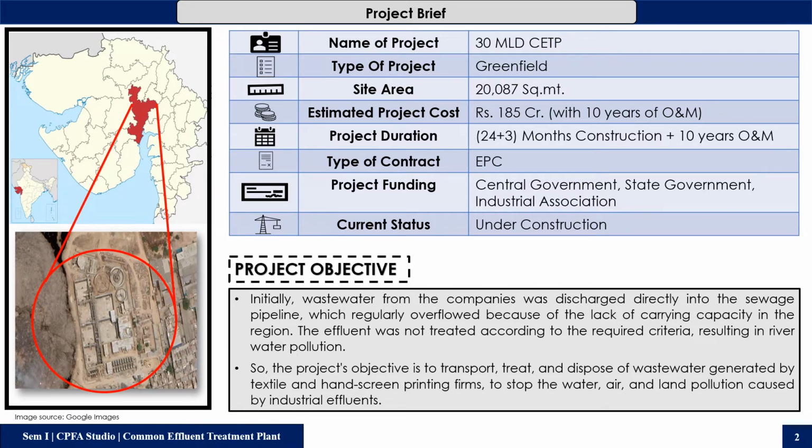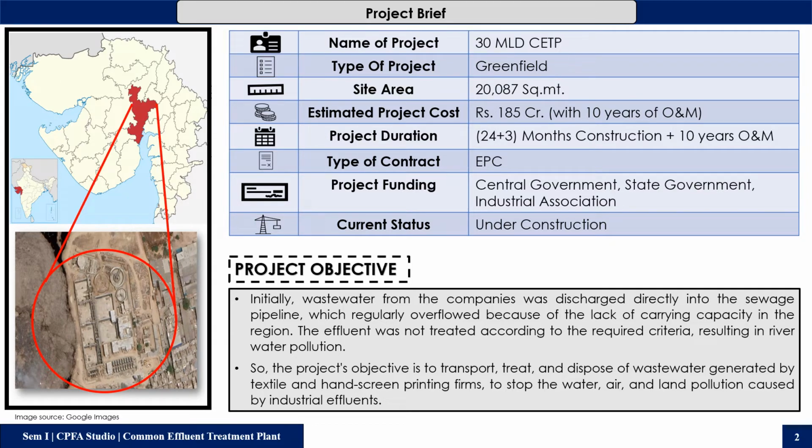Estimated project cost of the project is 185 crore with 10 years of operation and maintenance period. Type of contract is engineering, procurement and construction. Project funding is given by the central government, state government and industrial association, and current status of the project is under construction. Now let's talk about the objective of the project.